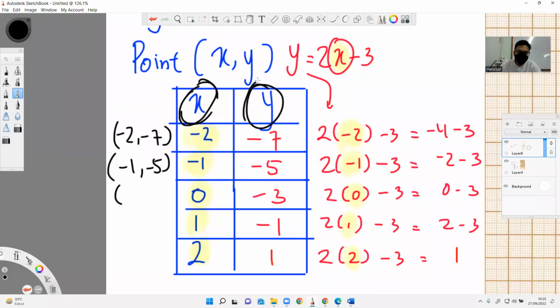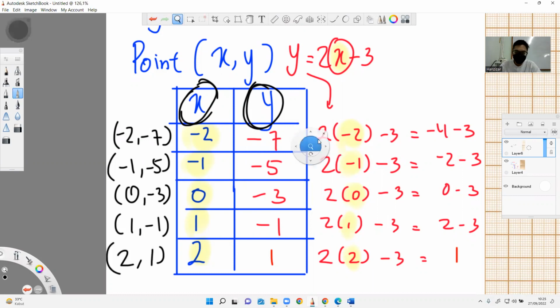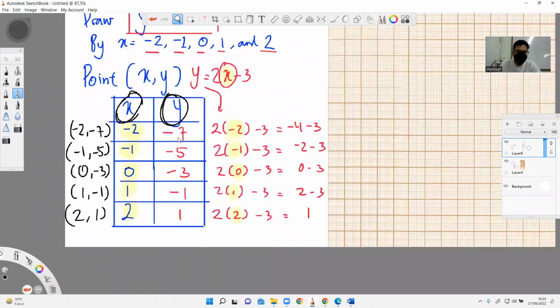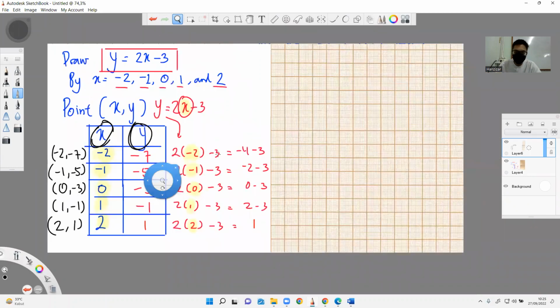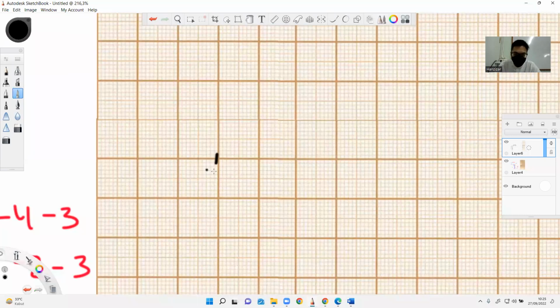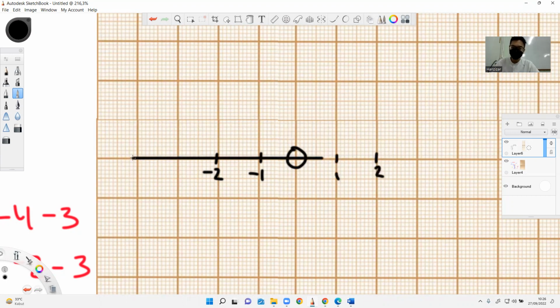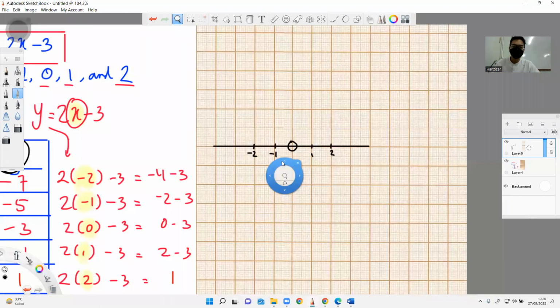So after we have x and y, we have to plot on the line: 0, negative 3; 1, negative 1; 2, 1. Understand, guys? So we need to look at the point here. From negative 2 to 2, start here, negative 2, right? I will write here negative 2, negative 1, 0. You cannot put 0 like this. You have to put 0 here because it's the origin. Understand? 1 and then 2. And you pull a horizontal line and create the vertical line on this part.